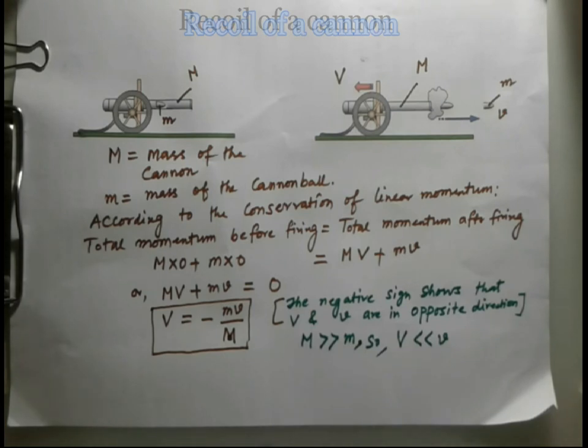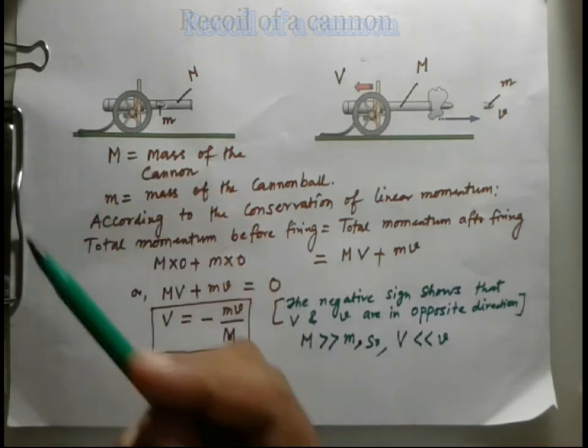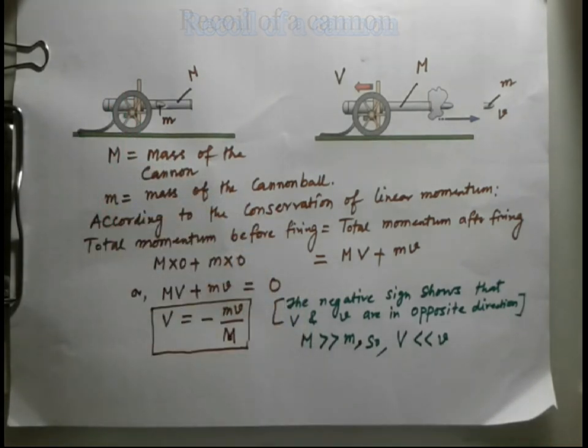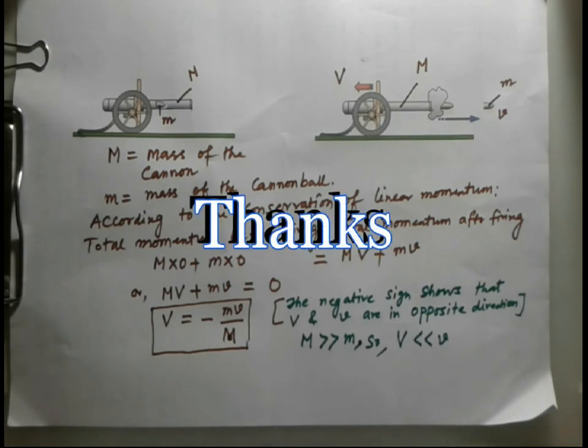So the total mass becomes large, and if the total mass becomes large, the recoil velocity will also become small. So today is up to this. Thank you very much.